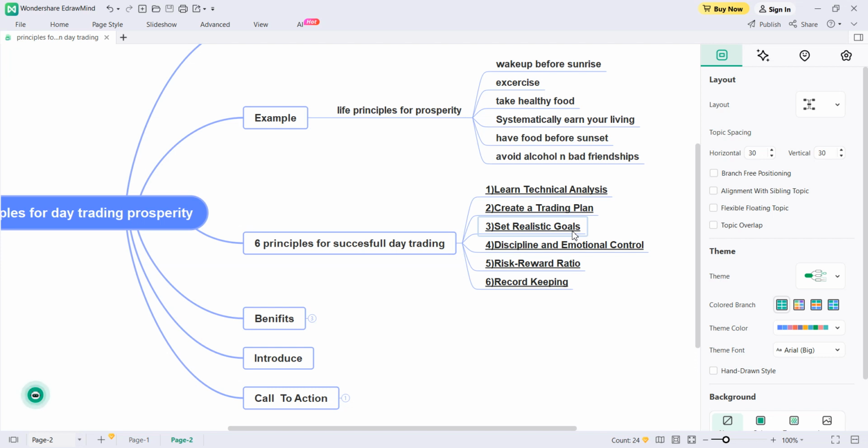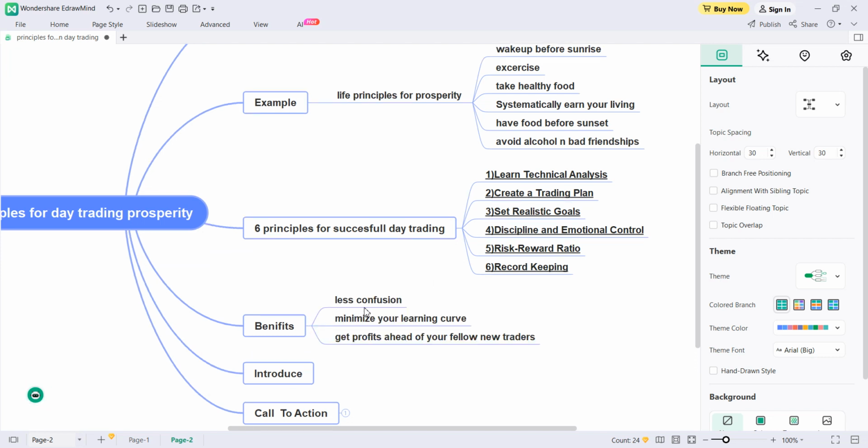First of all, we have to know why we are doing it and what the benefits are of doing these things. Now, the benefit is less confusion.